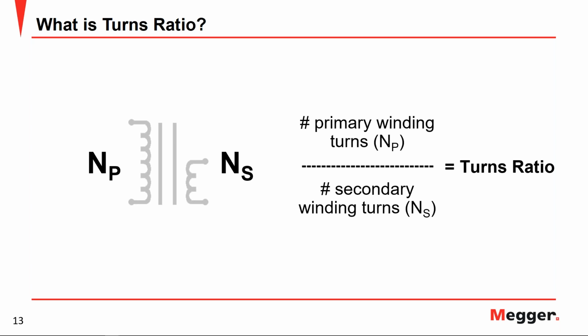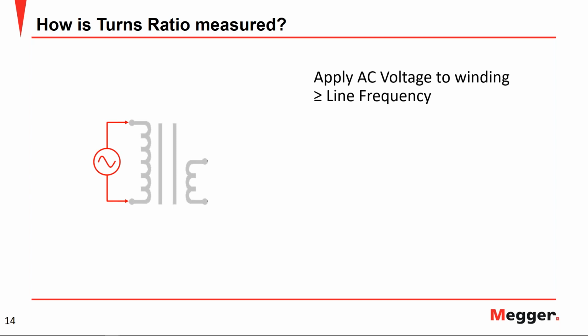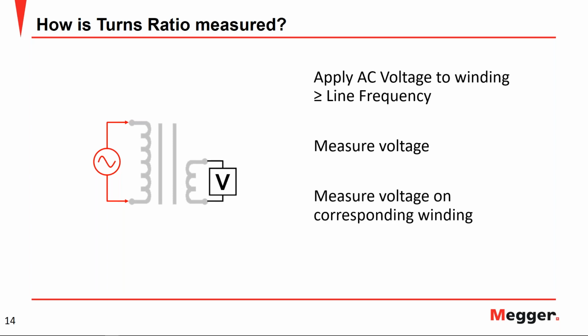But in the field, you're not going to know how many exact turns are on the primary and secondary. So what are you going to do? You're going to apply AC voltage to the winding that is greater than or equal to the line frequency of that transformer. You will measure that voltage that you are exciting with, and then you will measure the voltage on the corresponding winding on the other side of the transformer, and then divide those as was shown in that previous example.